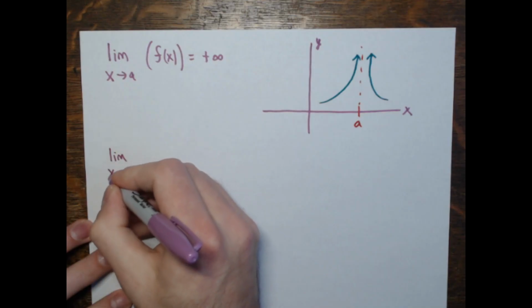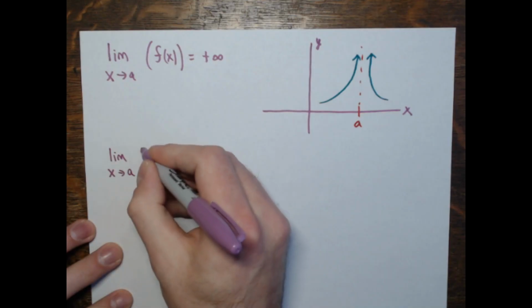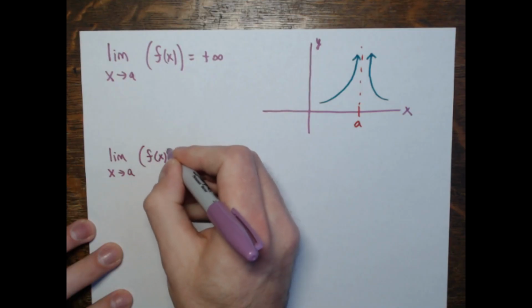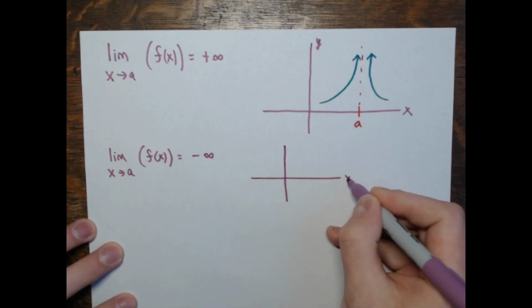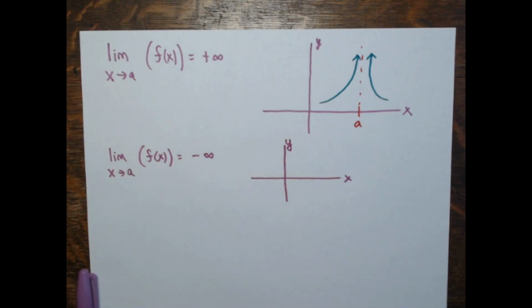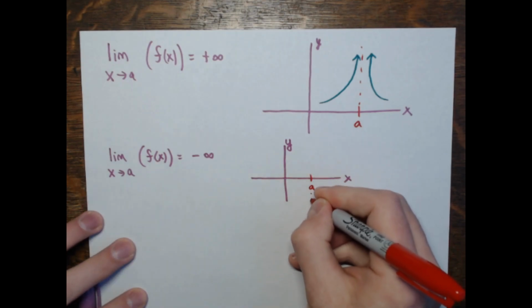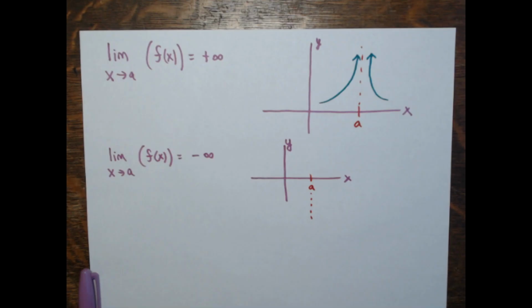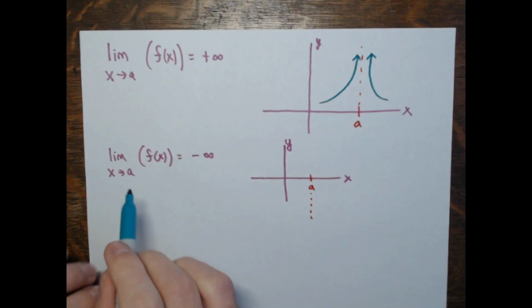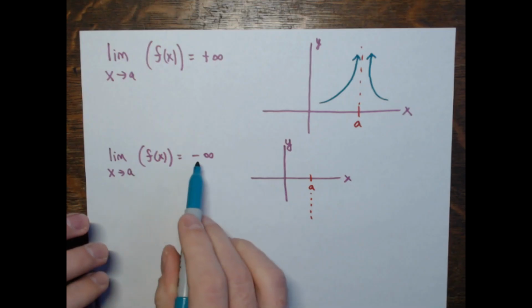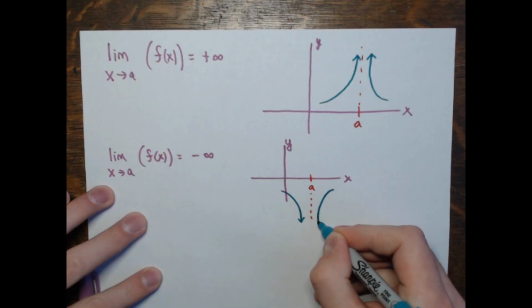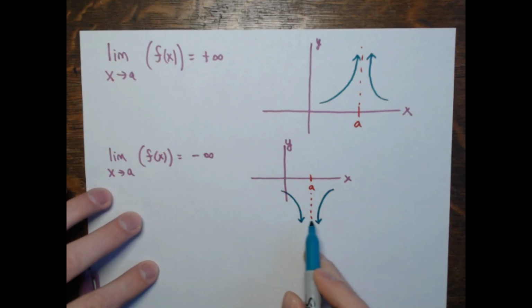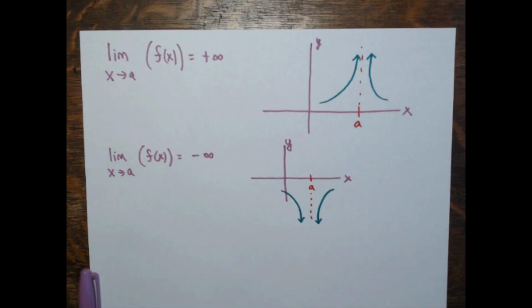And then if a two-sided limit was infinite but in the negative direction, it's just the other way around. Here's a little vertical asymptote dotted line at a. This means on both sides, the graph is going down forever, getting larger and larger negative. So the part of the graph would look like this around x equals a.